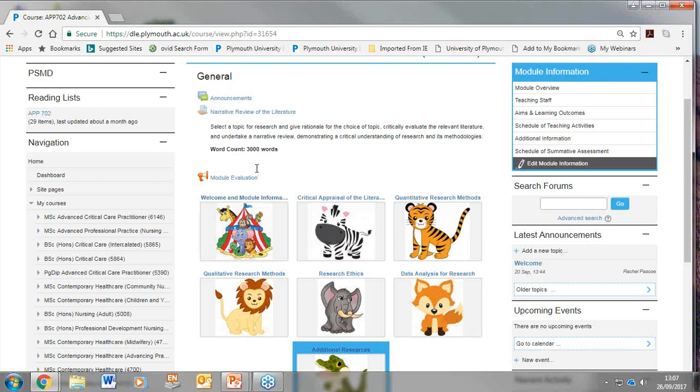Then your little foghorn there is your module evaluation, and I will invite you to complete your module evaluation when the module is completed in December. It's really important that we get your feedback so that we understand what we need to do to the module in the future.